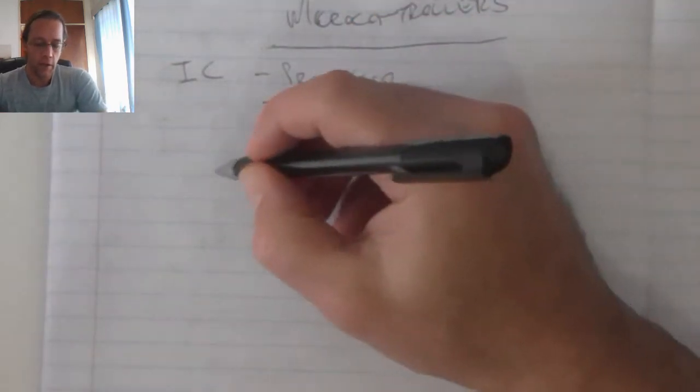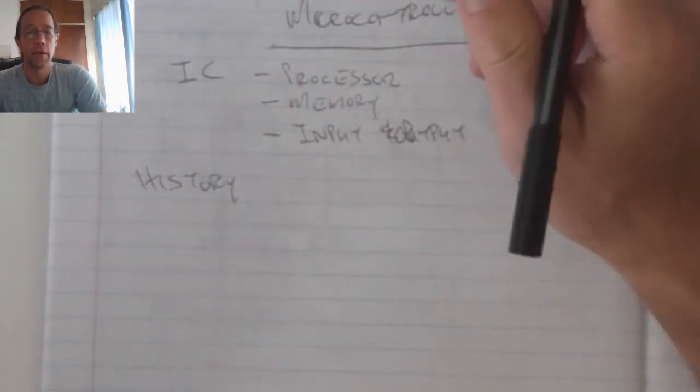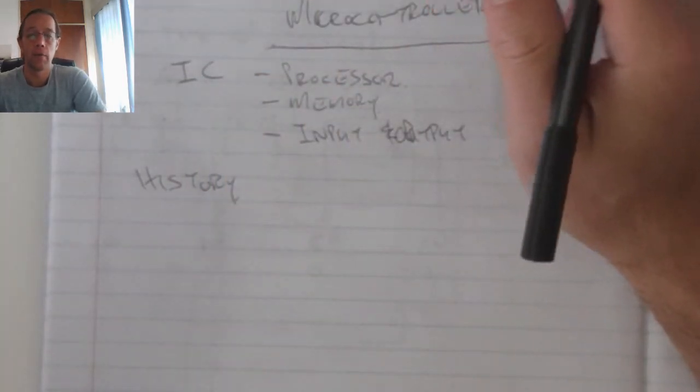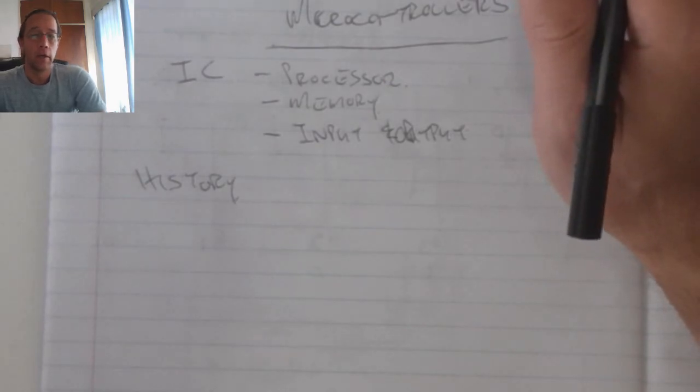The history of the microcontrollers is that it was initially designed in 1971 and became commercially available in 1974.